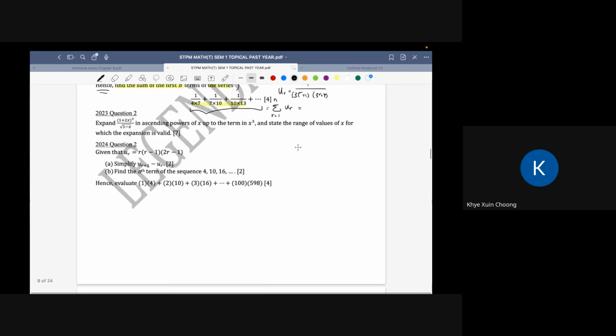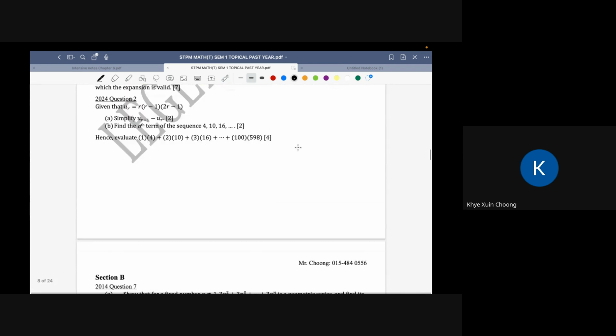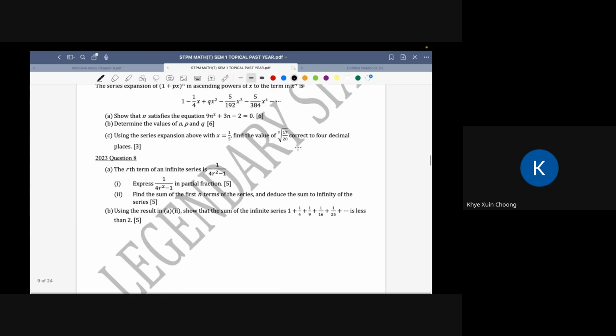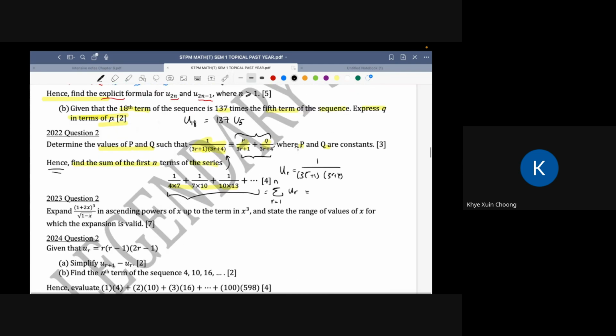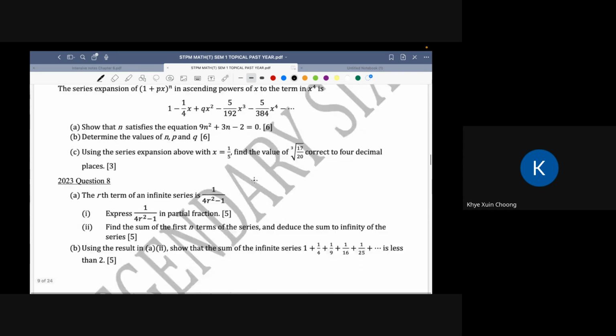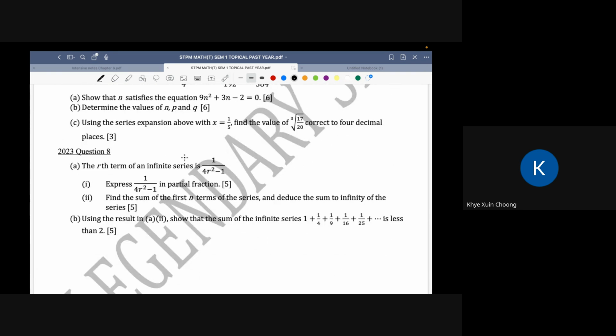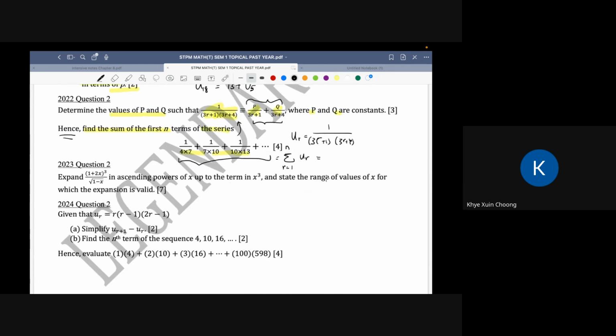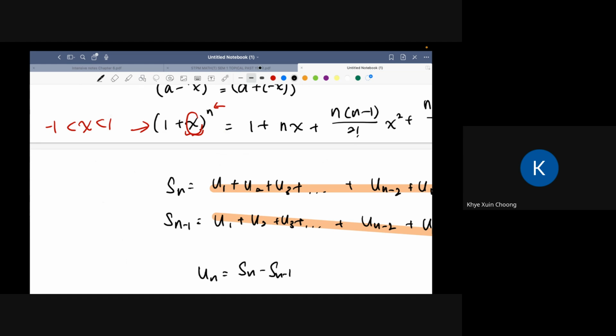Even though we say the method of difference is very important, it has actually come out quite rarely. It came out one time, and another time was over here, 2023. But it's still very important. You must know how to do this. You can write it as the difference of two terms, then cancel out. I can show you some example of a question.